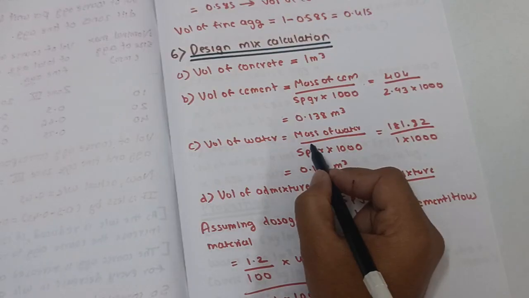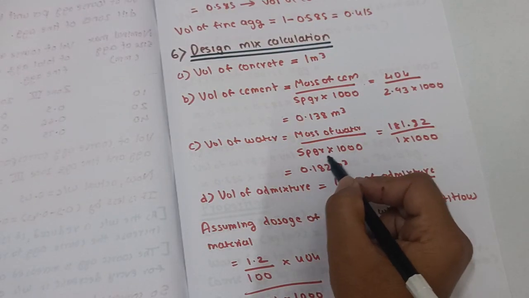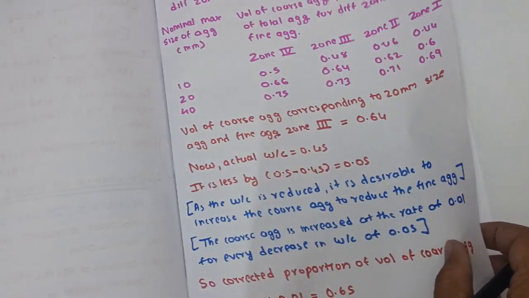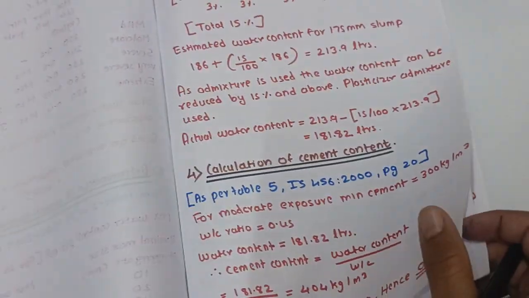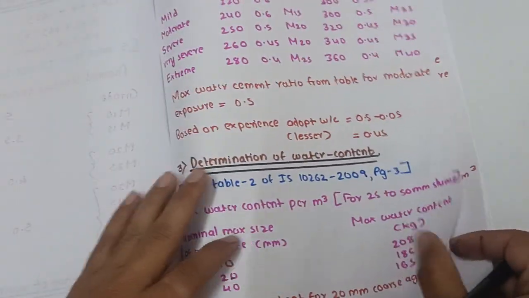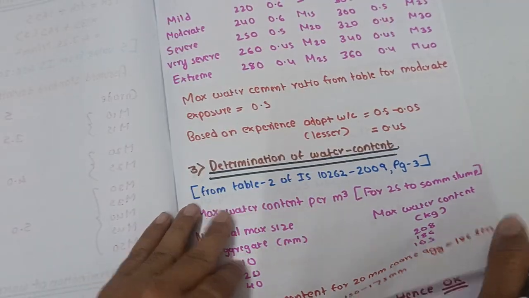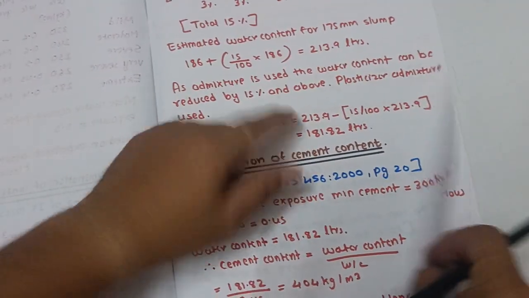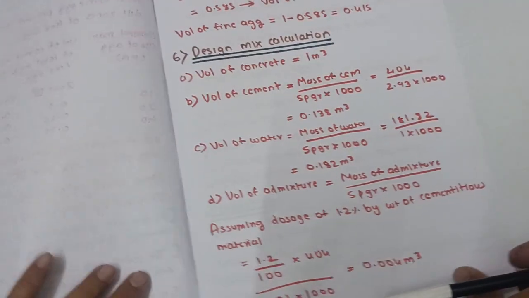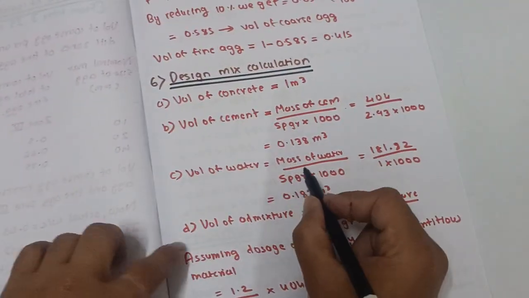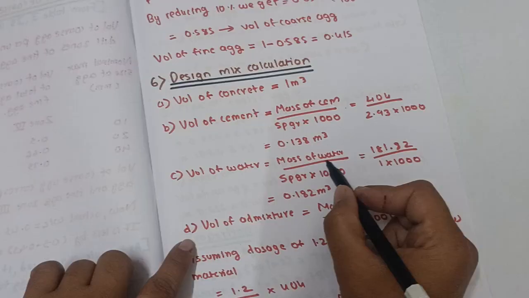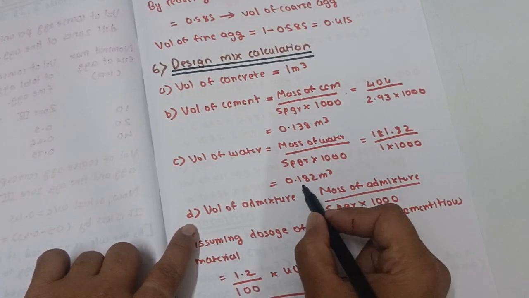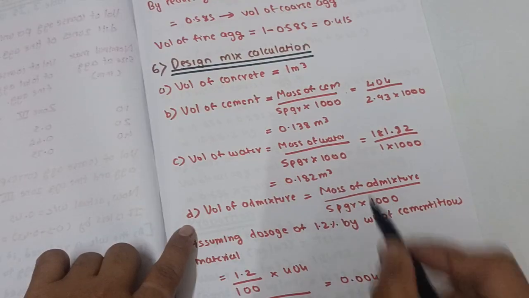Volume of water, same formula: mass of water upon specific gravity into 1000. Mass of water we have calculated, 181.82 liters. Volume and mass of water are the same, so specific gravity is 1 into 1000. We get 0.182 m cube.